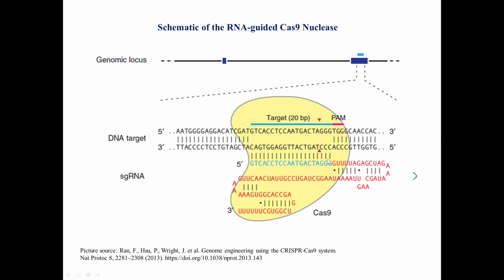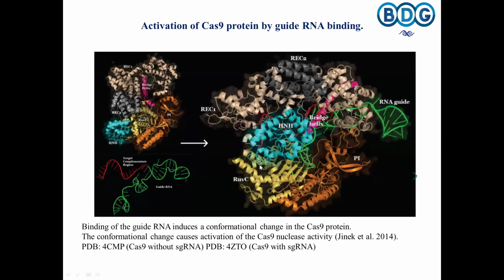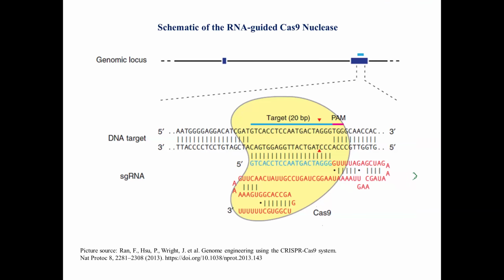So it is as simple as that. The remaining part of the guide RNA is not changed at all. It is the same. So you can see the guide RNA is over here. It starts here. Can you see the blue colored one?